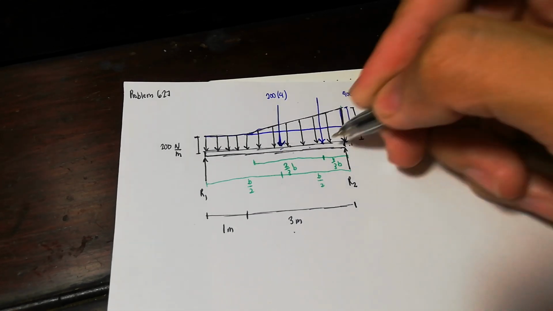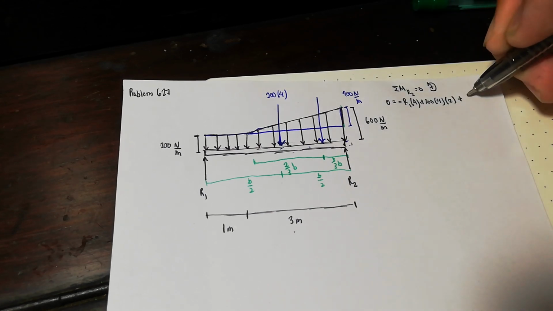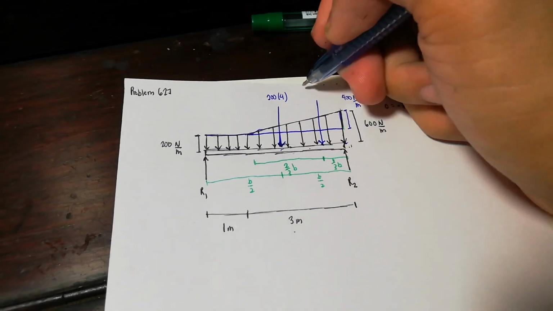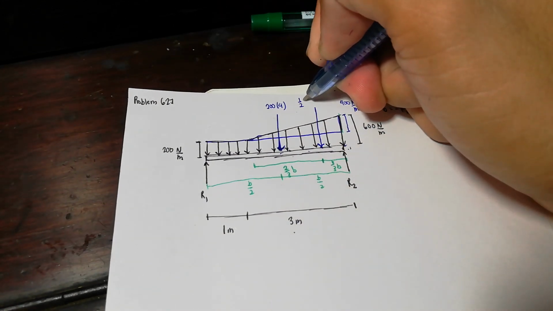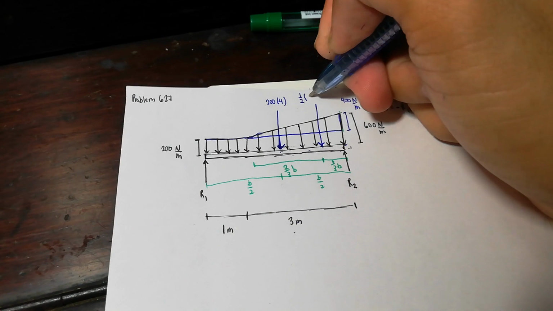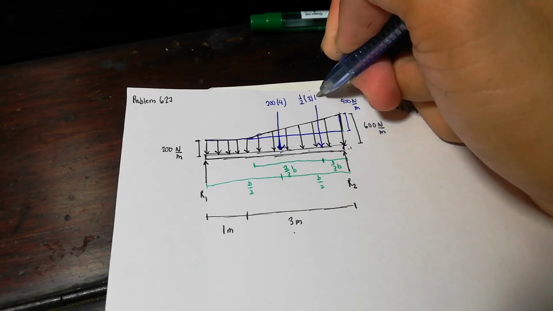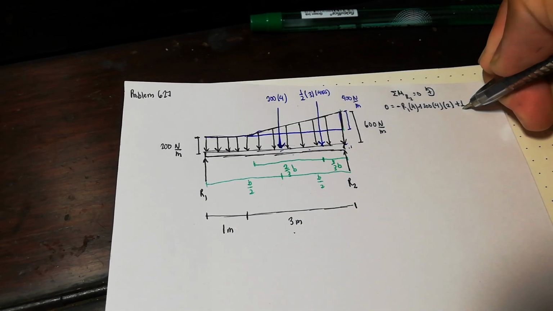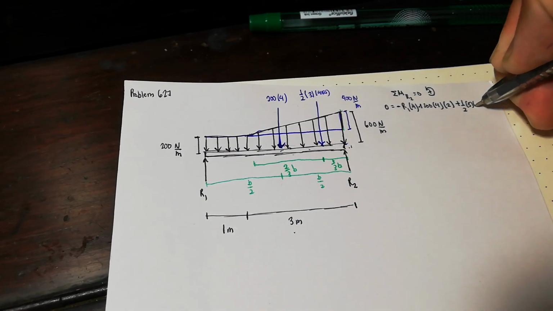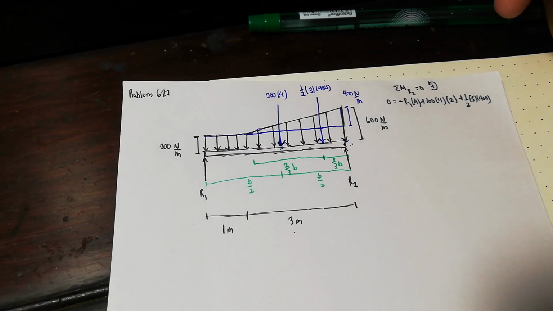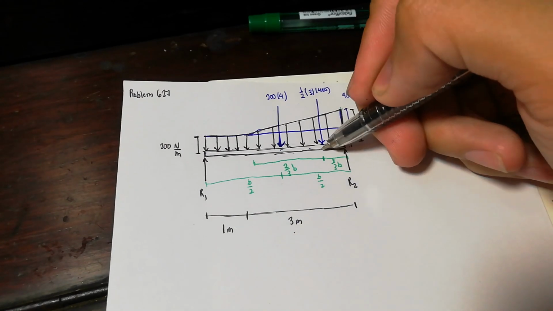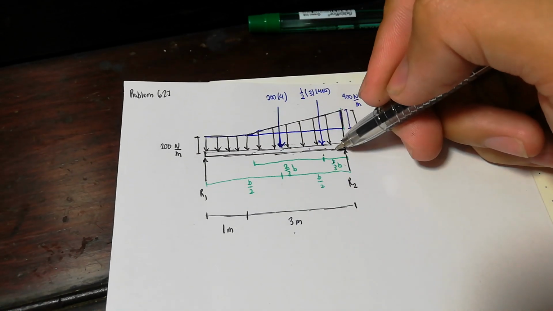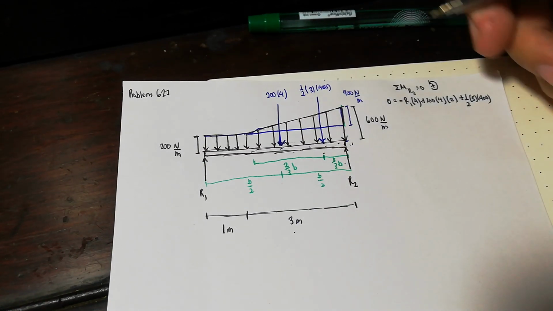Then, para sa triangle naman natin, siya ay counterclockwise, positive siya. Yan ay 1/2. Ang kanyang base ay 3. Kanyang height ay 400. So this becomes 1/2, 3 times 400. Yan pa lang yung force natin, resultant force. And ang kanyang distance from this point is 1/3 ng ating base. Ang ating base ay 3. 1/3 ng 3 is simply 1.